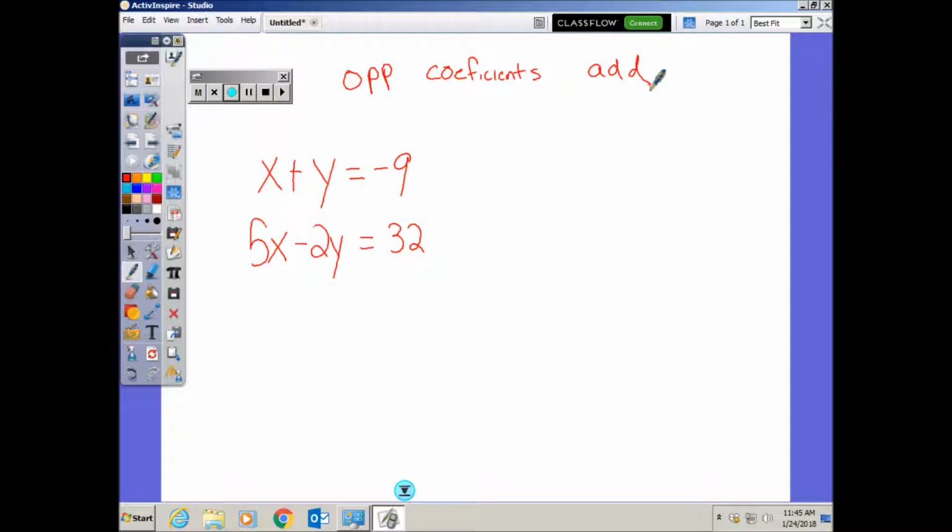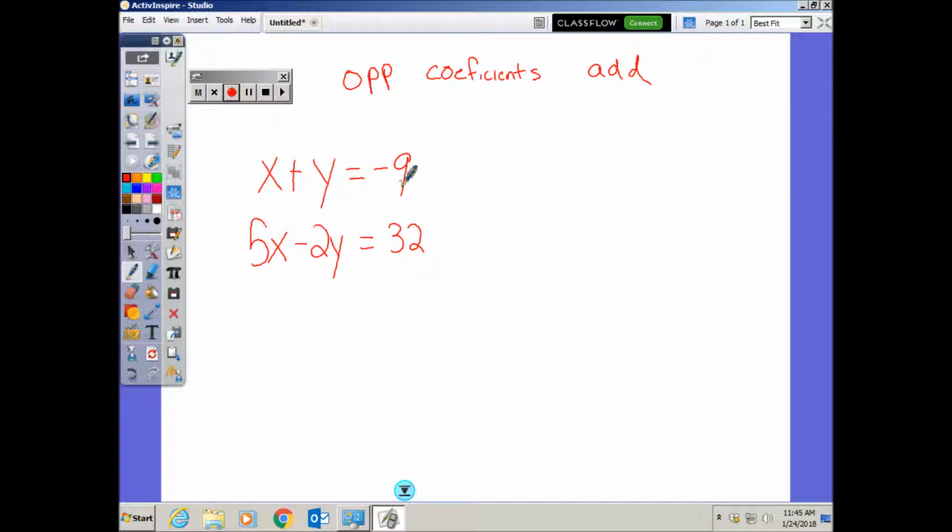So a lot of students say, I don't know what to do first. Part of the problem is there's two different things you could do first. You could multiply the whole first equation by -5. That would give you -5x minus 5y equals +45, because -5 times -9 is +45. So you could do that. Then your x's are going to cancel out. You're going to solve for that first.